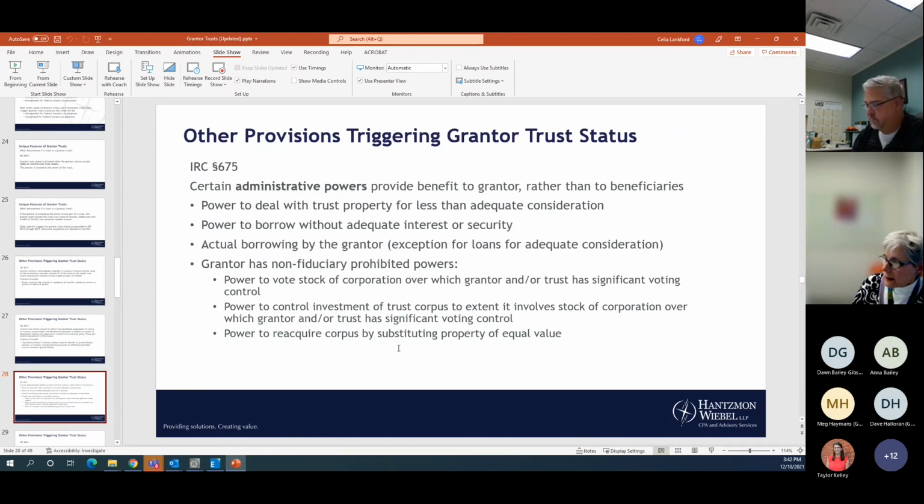We see this, they have to be really careful if they substitute powers. And then we see this a lot in intentionally defective grantor trusts. That's a trigger that a lot of people want to have, a lot of attorneys will use. That you can take property of equal value.